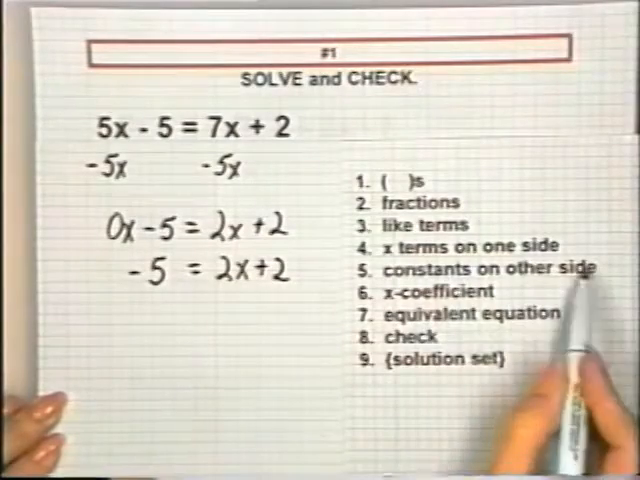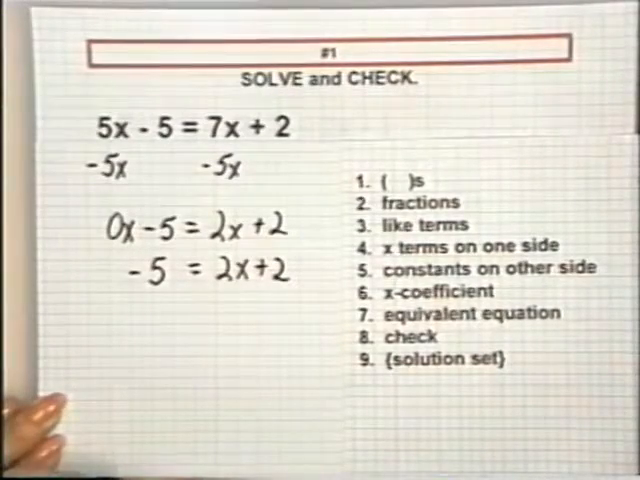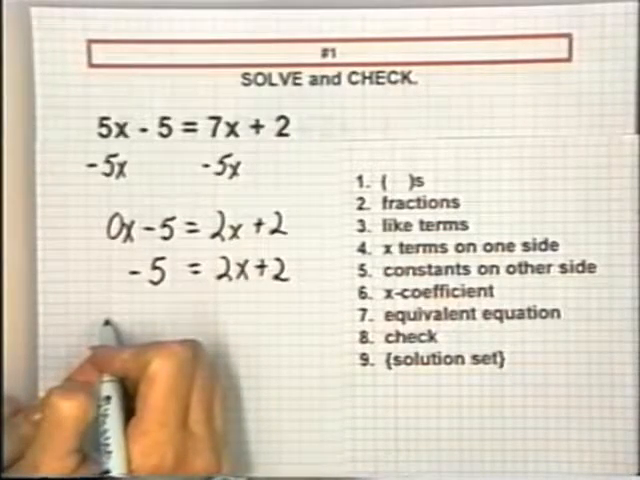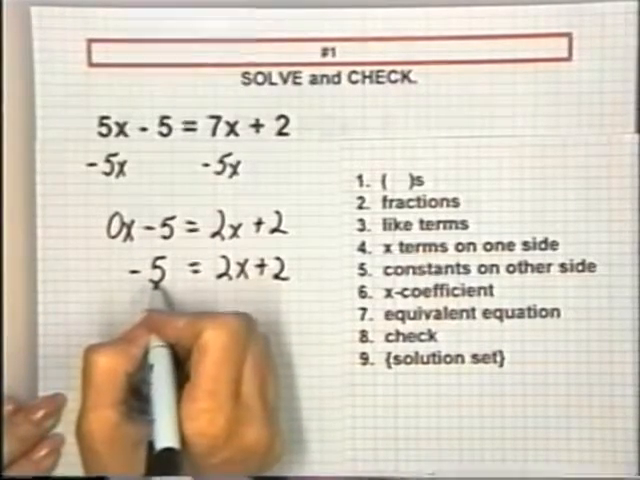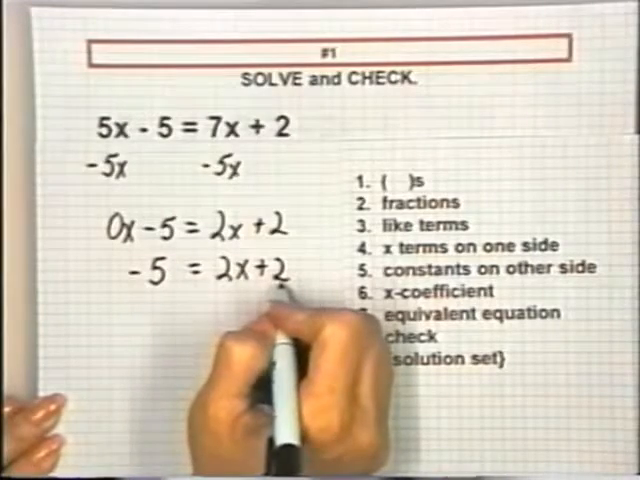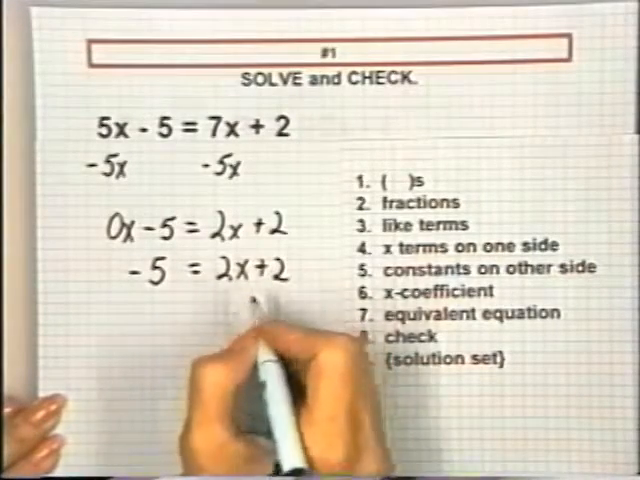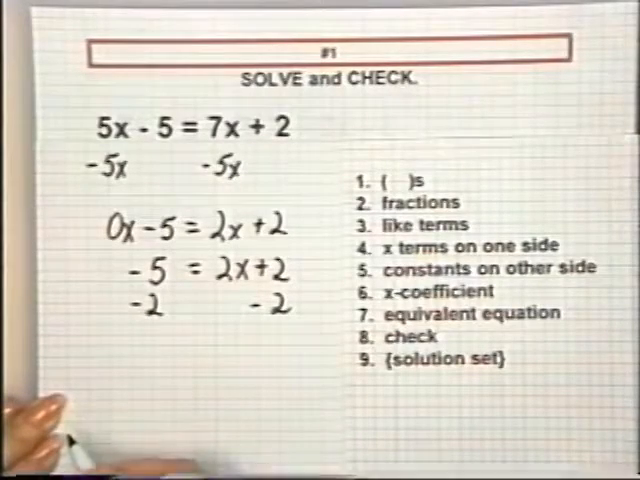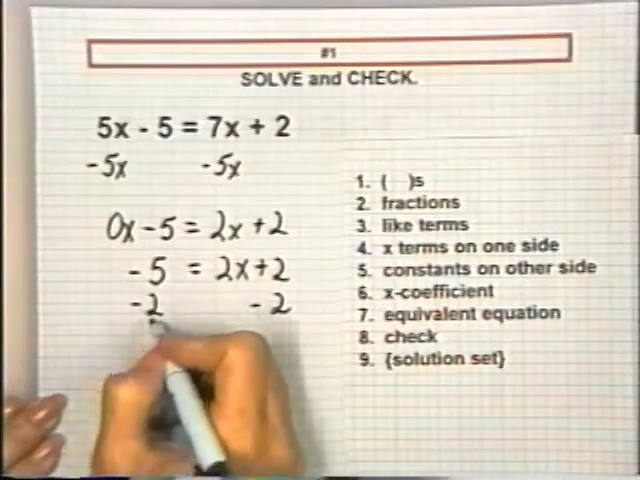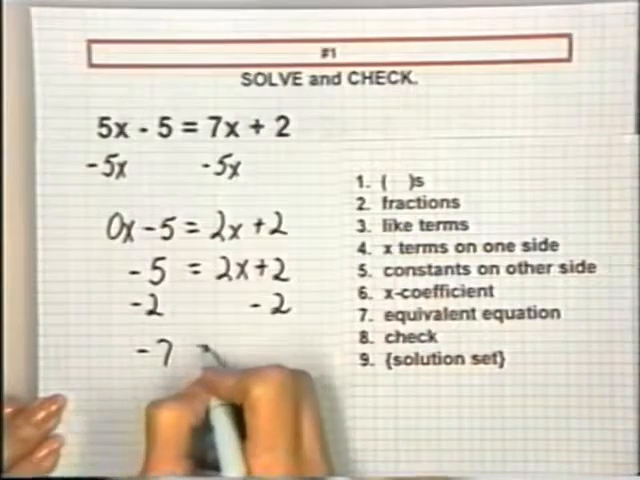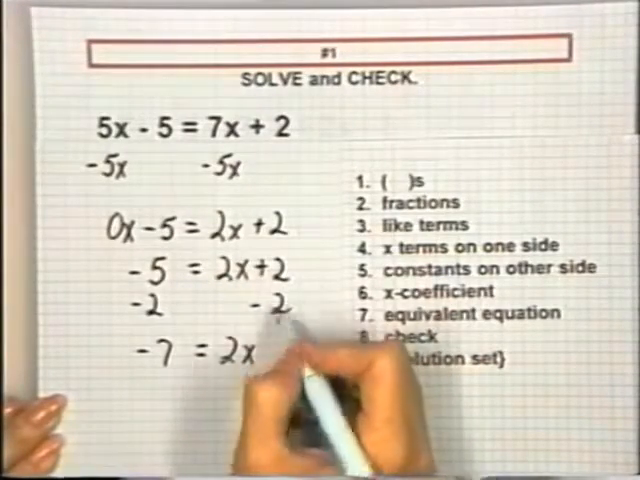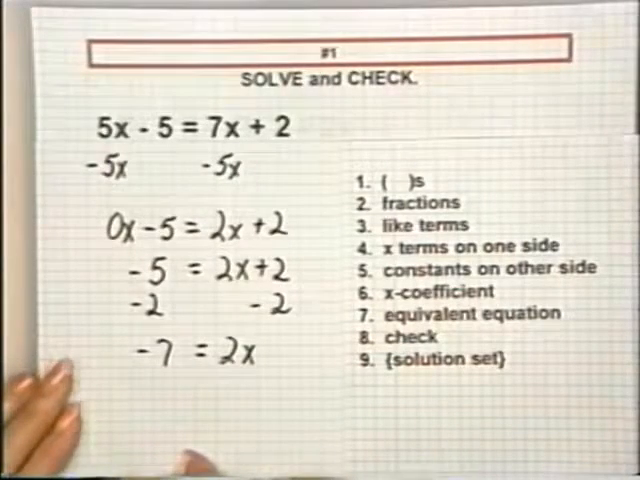Next, I want to get my constants on the other side of the equation. Since my x term is on the right, I want my constants on the left. My negative 5 is already on the left, so I need to move my 2. Since my 2 has been added, I will subtract 2 from both sides of the equation. Negative 5 subtract 2 gives me negative 7 equals, I did nothing with the 2x, 2 subtract 2 is 0.